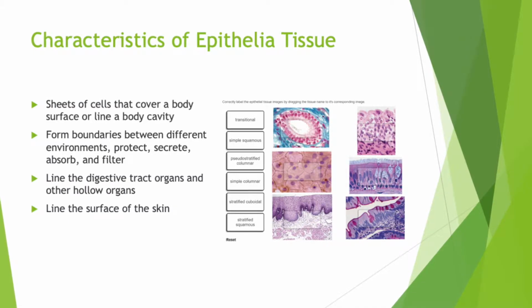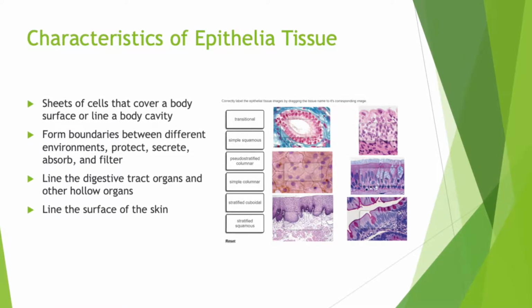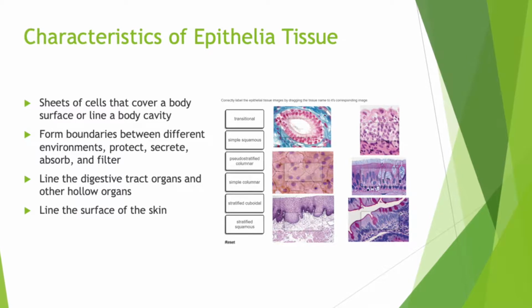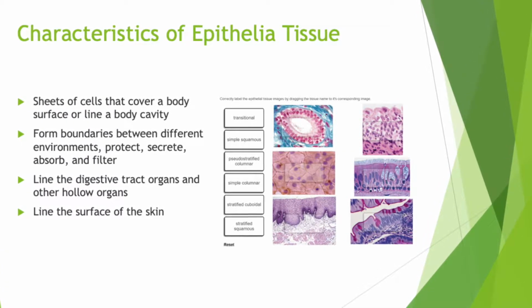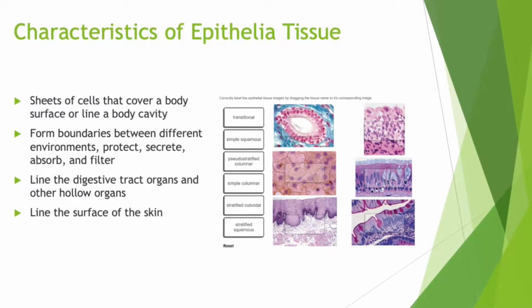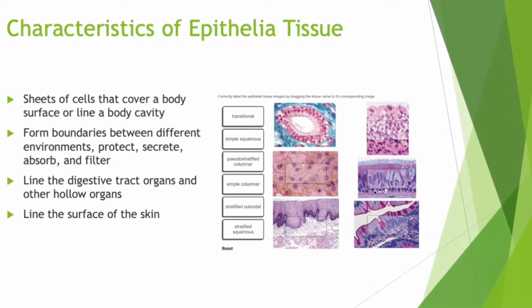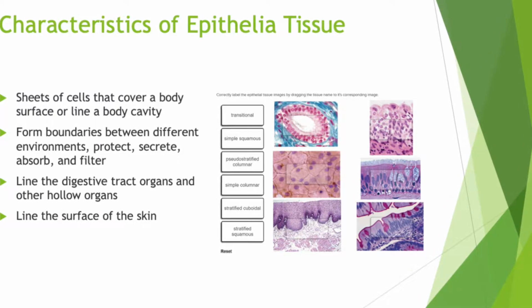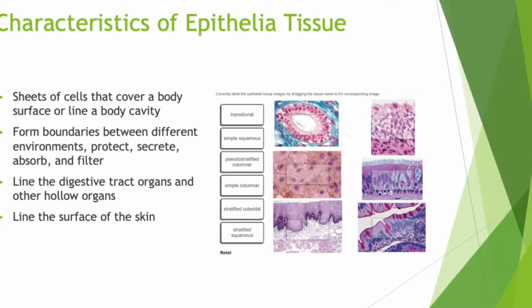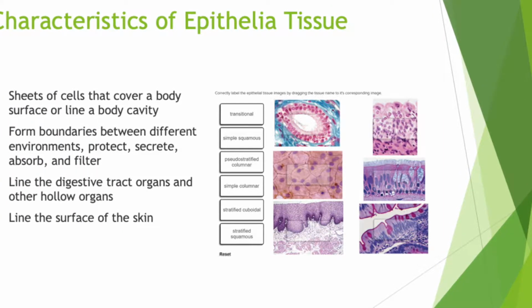Epithelial tissue are sheets of cells that cover a body surface or line a body cavity. They form boundaries between different environments, as well as protect, secrete, and absorb things in the skin. They line digestive tract organs and other hollow organs, as well as the skin's surface. Epithelial tissue is the most abundant type of tissue and covers almost entirely the whole body.